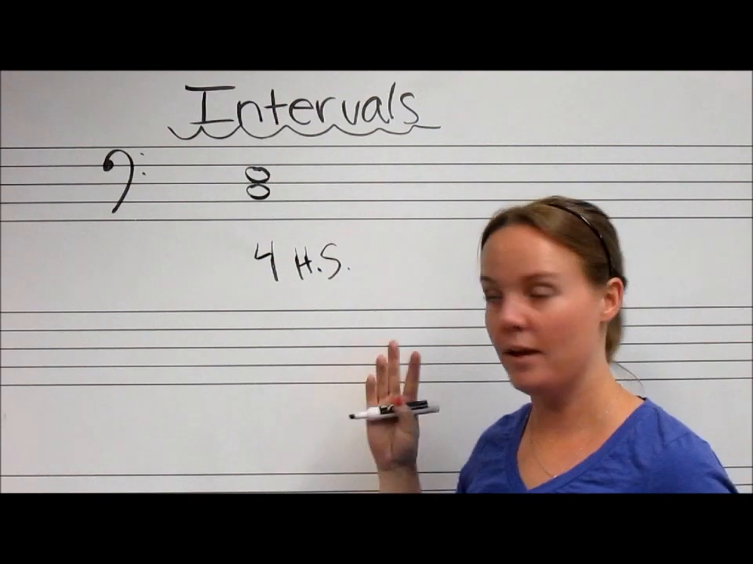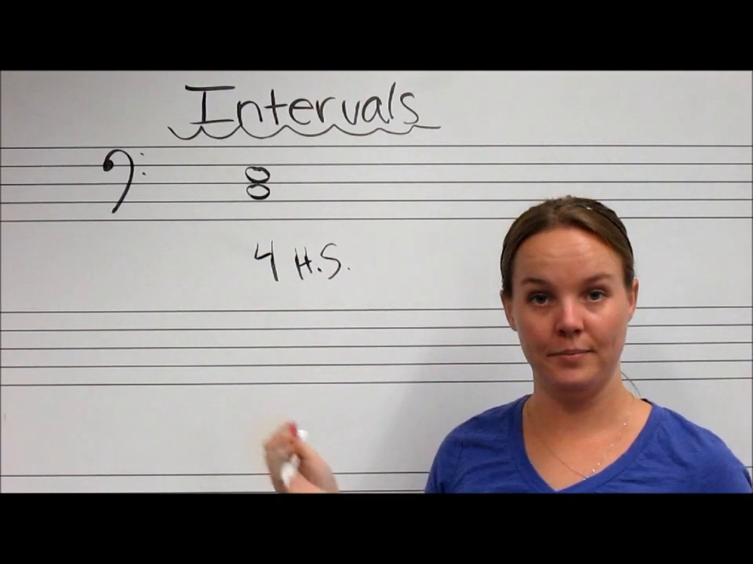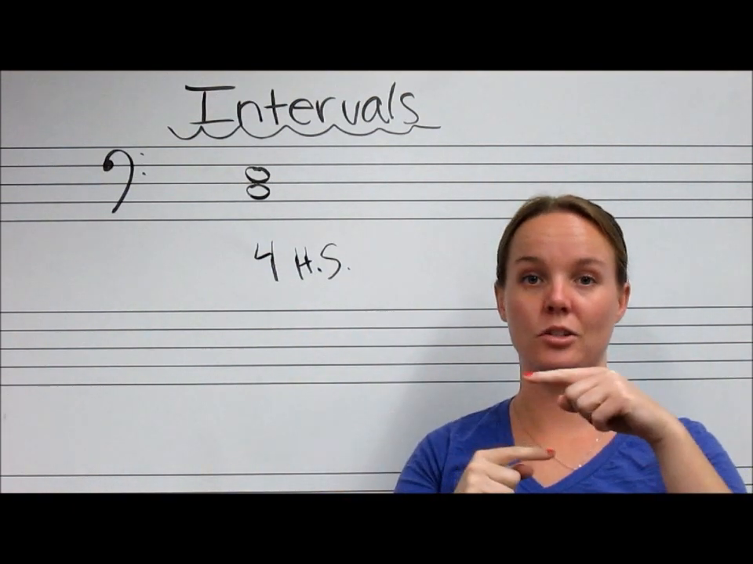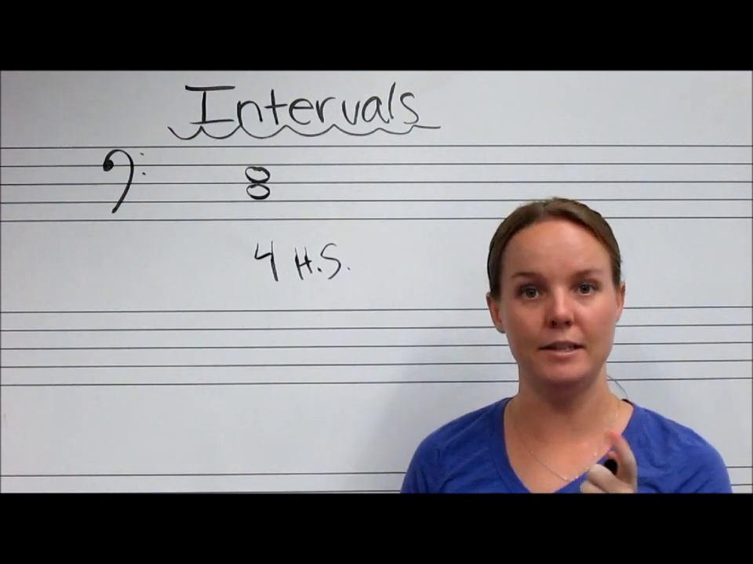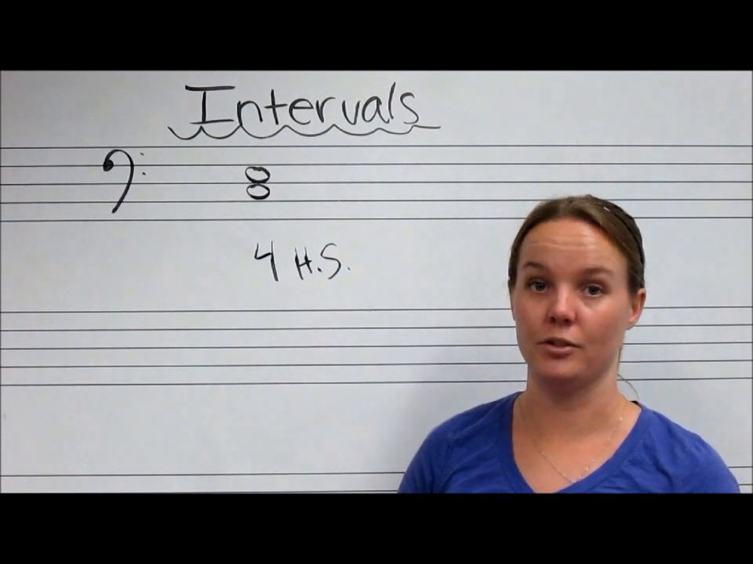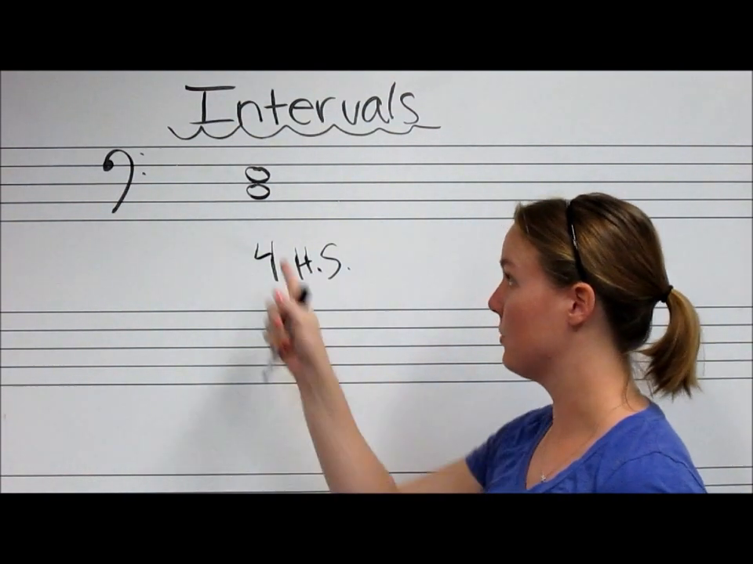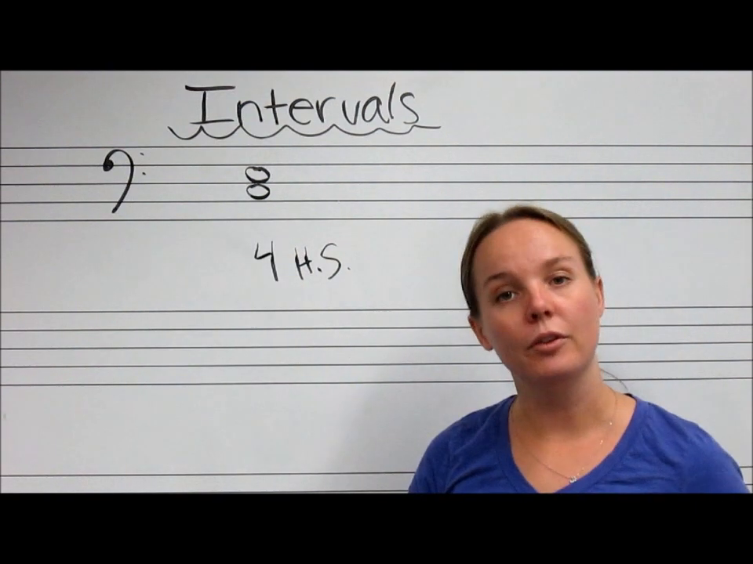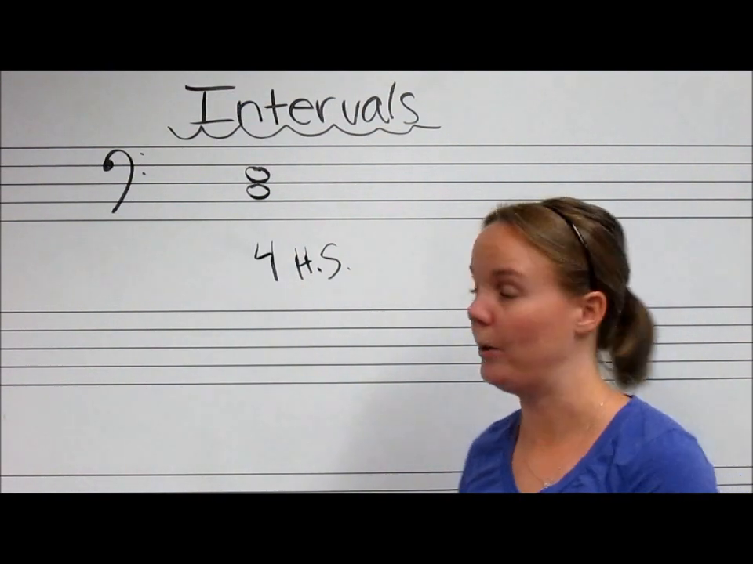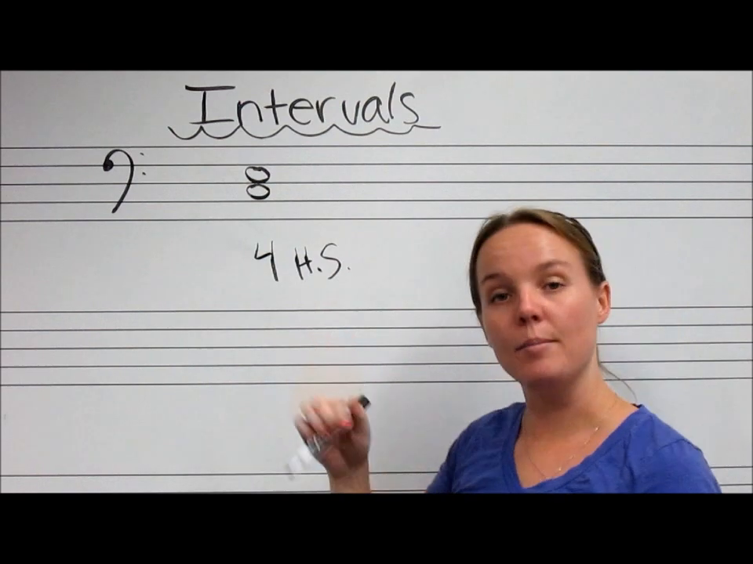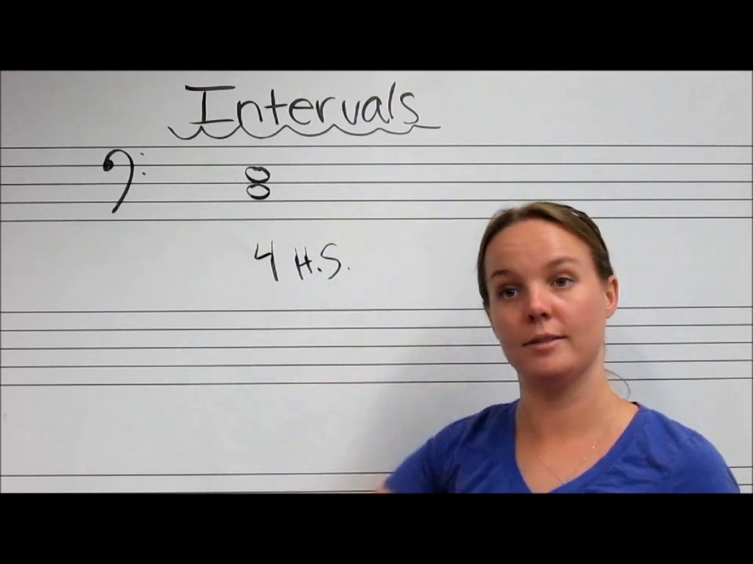Lastly, we can also make an interval augmented. So augmented means you're going to stretch it out just a little bit, specifically by a half step if you're starting with a major interval. So we're starting again with our major interval of a third that has 4 half steps from one note to the next. And in order to augment this, we have to add an extra half step in there.